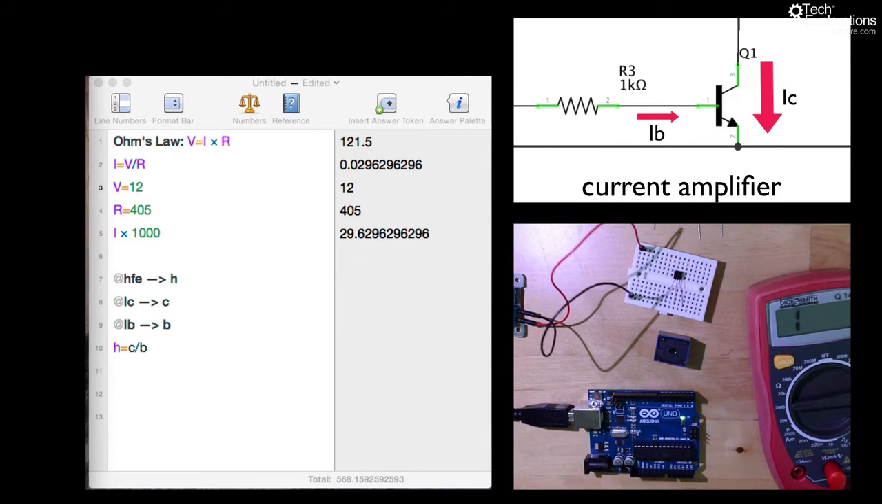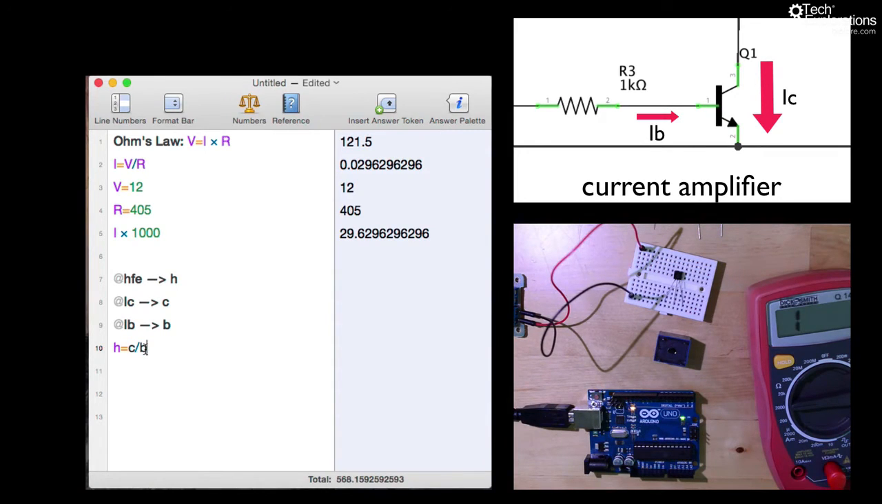And there's a relation between these two currents, the one in the base and the one between collector and emitter. So we call the ratio between those currents gain. And the formula is that, going into my calculator, H stands for HFE, C stands for IC, which is the current in the collector, and B stands for IB, which is the current in the base. So the gain, H, is equal to current in the collector divided by current in the base.